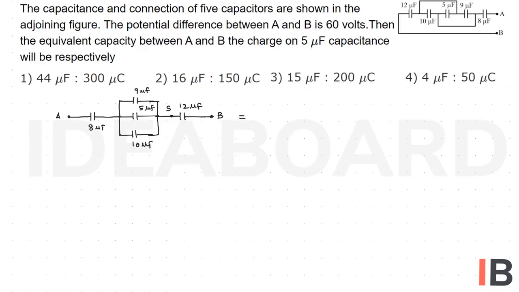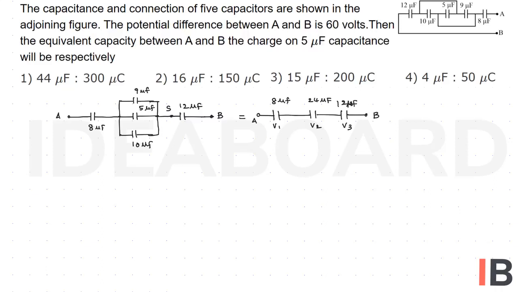And after simplifying this circuit, the equivalent circuit should become this: this is 8 microfarad. So here 9, 5 and 10, they are parallel. So effective capacity is 24 microfarad, whereas this is the 12 microfarad. It is A, this is B. And here the potential V1, here the potential V2, here the potential V3, since in the series combination potential on each capacitor is different.